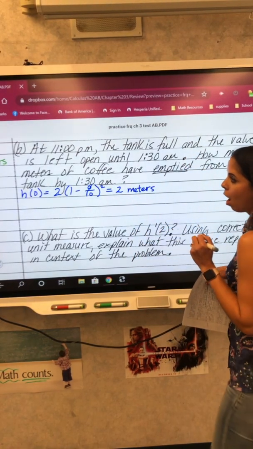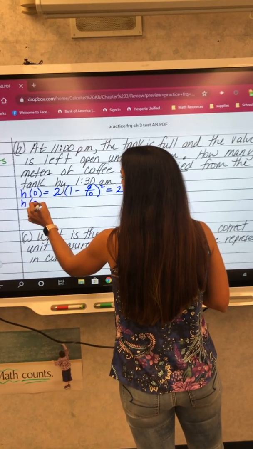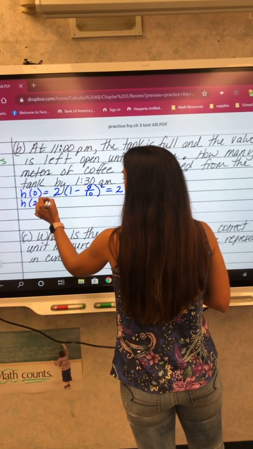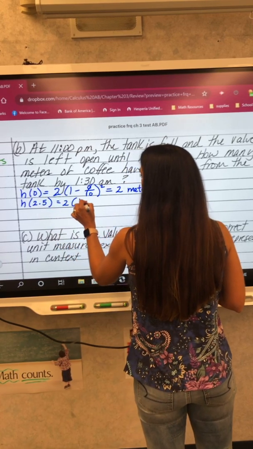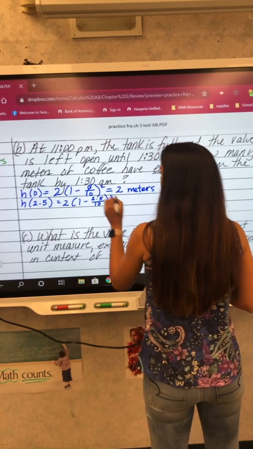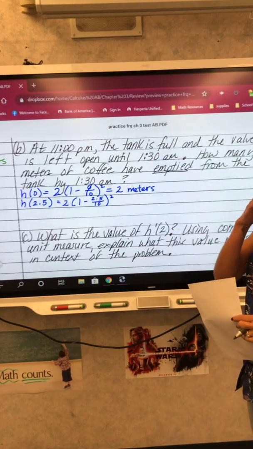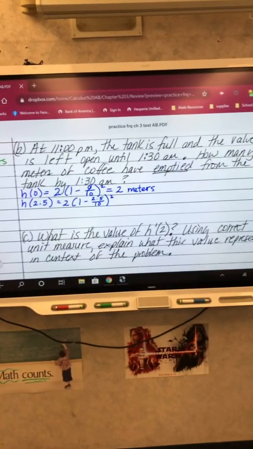Okay, now let's figure out how much will be in there after 2.5 hours. So 2 times (1 minus 2.5 over 10) quantity squared. And this is where I'm going to need a calculator. Let me go grab it real quick.